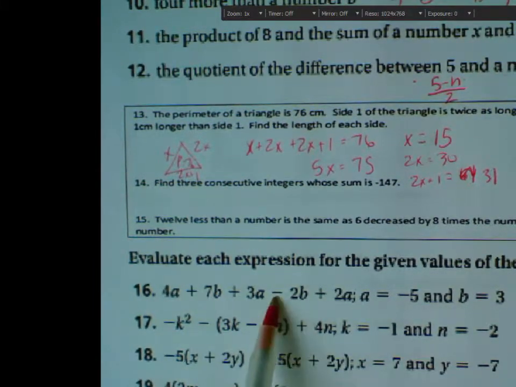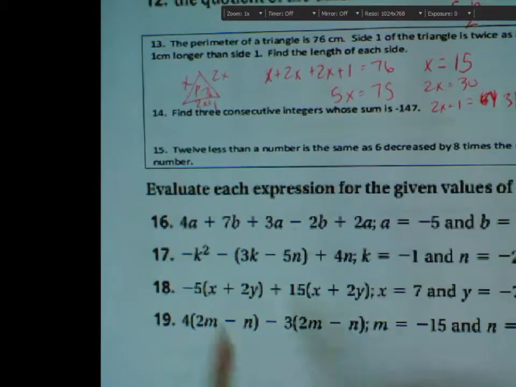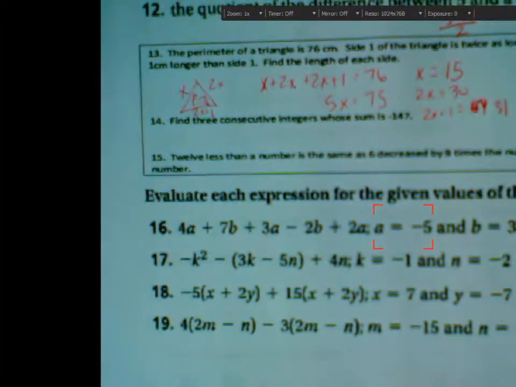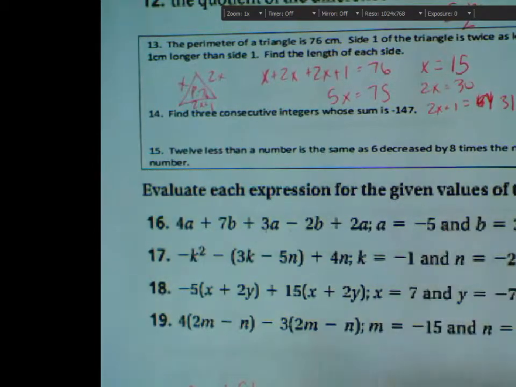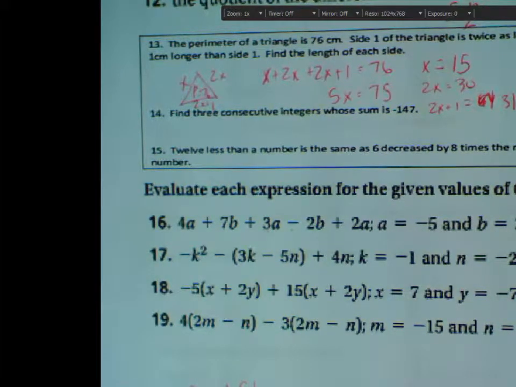Again, you just did this on the last page, but let's talk about how they look when you combine the like terms. So 4a plus 3a plus 2a is 9a. 7b minus 2b is 5b. And then when you plug in negative 5 for a, you get negative 45, and 3 for b, you get 15. So your answer would be negative 30. That's how you do those.